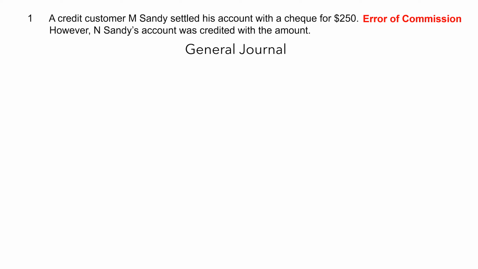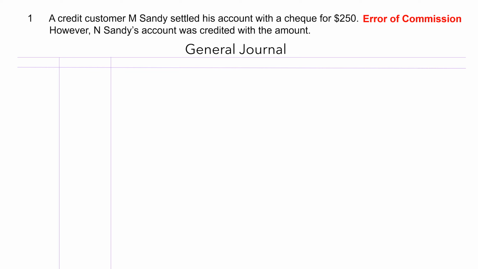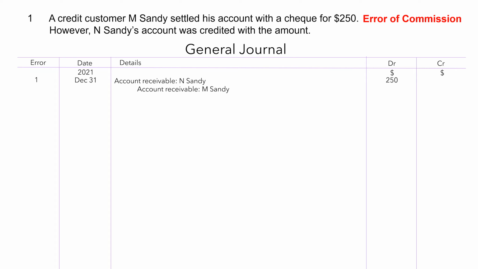General Journal. Error. Date. Details. Debit. Credit. 2021. $ signs. 1. December 31st. Accounts receivable N. Sandy, debit $250. Accounts receivable M. Sandy, credit $250. Error of commission now corrected.